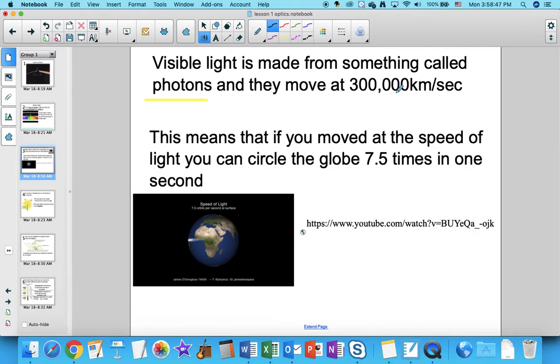Now that's hard to imagine. What is 300,000 kilometers and how much is that in 1 second? Well, this means that if you could walk at the speed of light, you could circle the globe 7.5 times in 1 second. This little GIF here shows you how fast light moves. Light is moving that fast constantly, around the world 7.5 times in 1 second. And this video will talk about that in more detail.